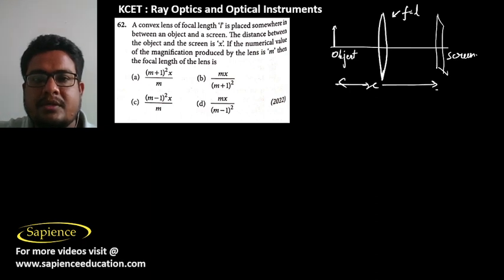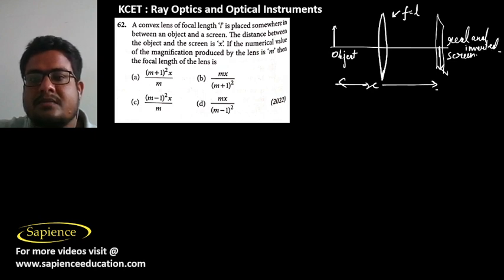since the image is formed on the screen, it is a real and inverted image that will be formed on the screen. So here we have to find the focal length of this lens. Focal length L we have to find.